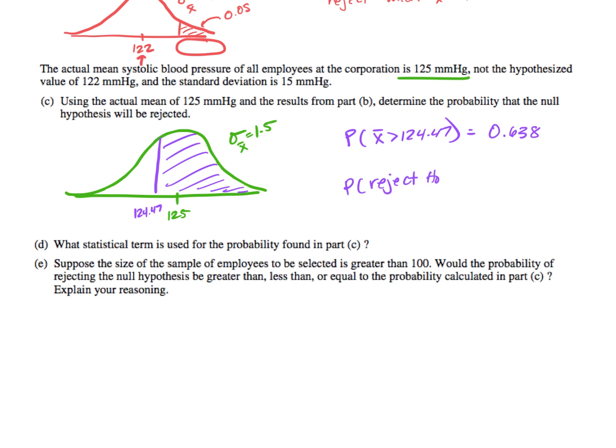So really, it's the probability of a correct decision when the alternative is true. Does anybody remember the statistical term for that? Power. They had you calculate power.